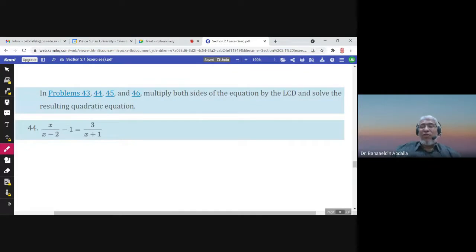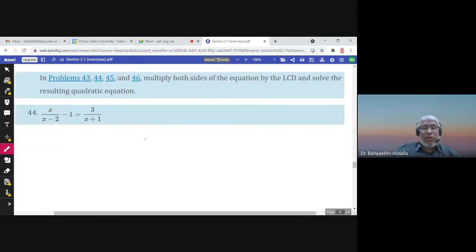Multiply both sides of the equation by the LCD and solve the resulting quadratic equation. So what is the LCD here? We have x plus 1 and we have x minus 2. So this will be the LCD. So I have to multiply each term by the LCD.